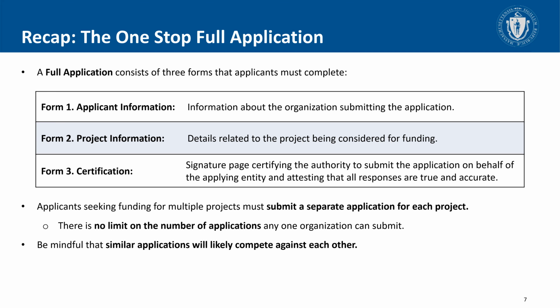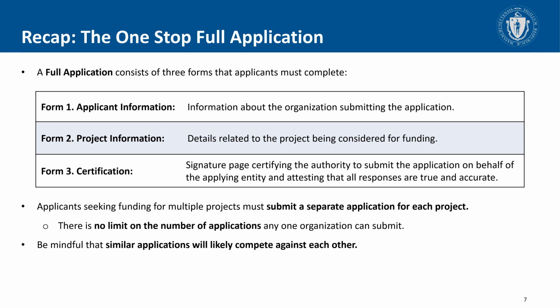Next up, a quick recap here of the one-stop full application, which is actually the vehicle for the applicants to request grant funds. All applicants are required to complete 3 forms in order to submit an application. The first form, Form 1, will ask for the applicant information about the organization that is submitting the request. Form 2 is where you will really get into all the details related to the project and the request for funding. This is all the project information. And then Form 3 is certification pages.